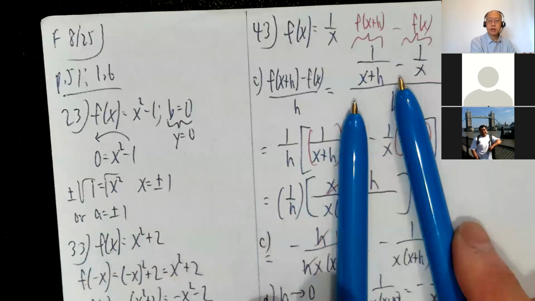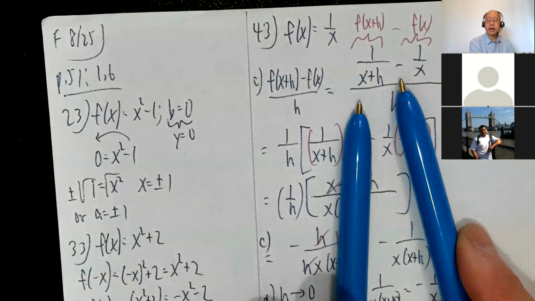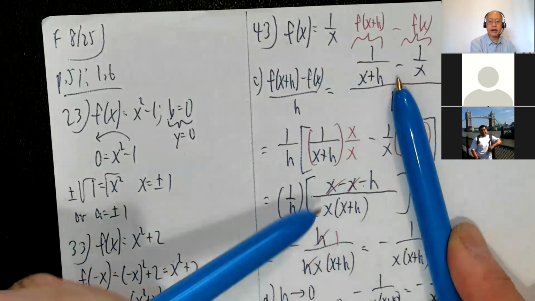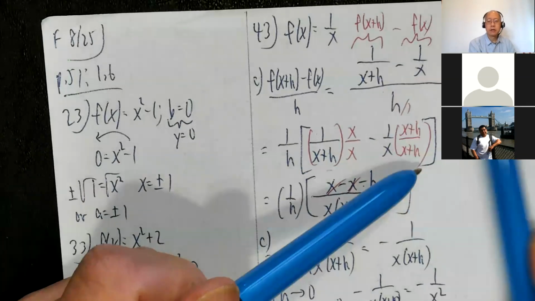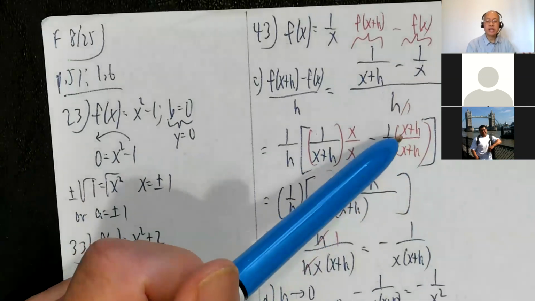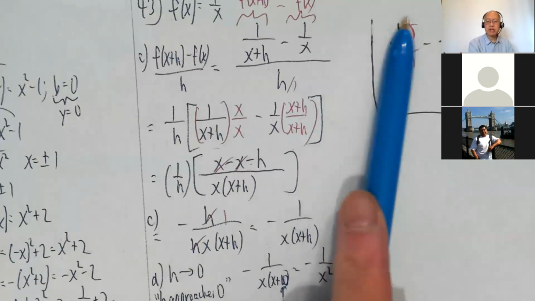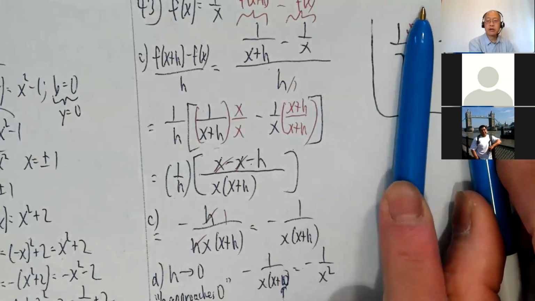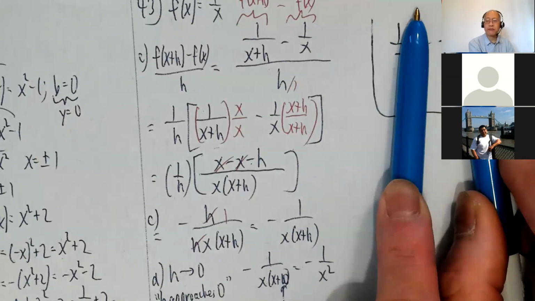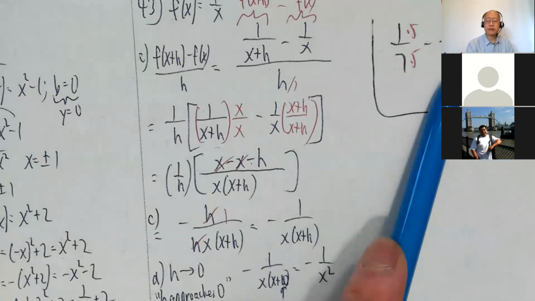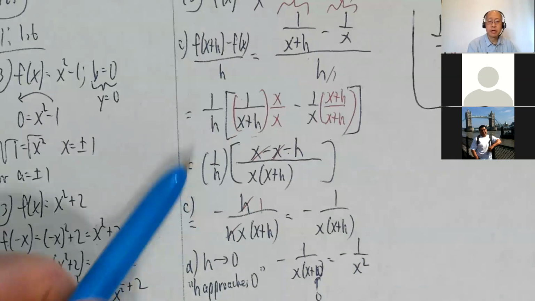So cover this up. 1 over x plus h minus 1 over x. Okay. And now I need a common denominator. So multiply this side by x over x. Multiply this side by x plus h over x plus h. Okay. By analogy, in arithmetic, how do I do 1 over 7 minus 1 over 5, right? Well, you multiply this side by 5 over 5, multiply this side by 7 over 7. So it's the same principle.